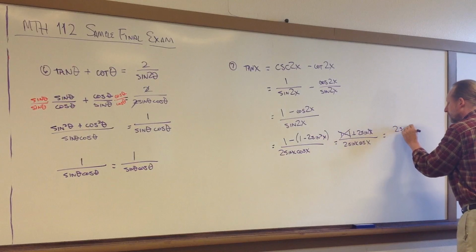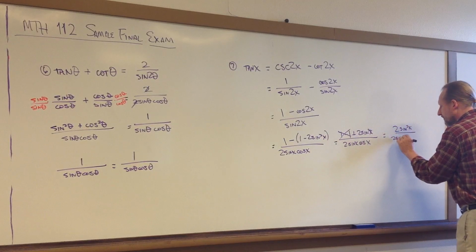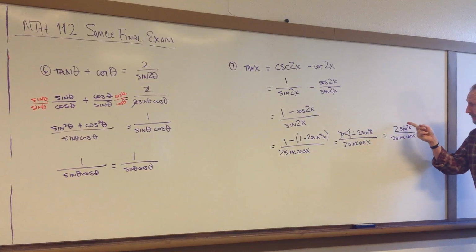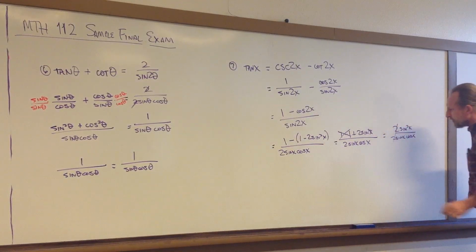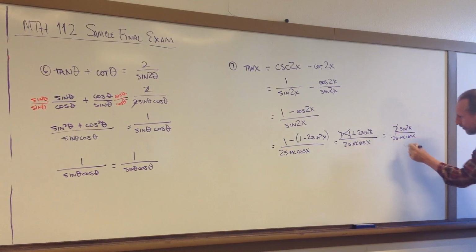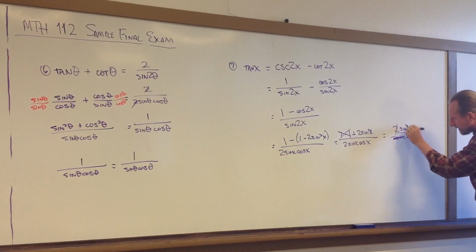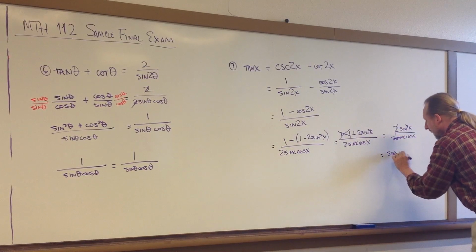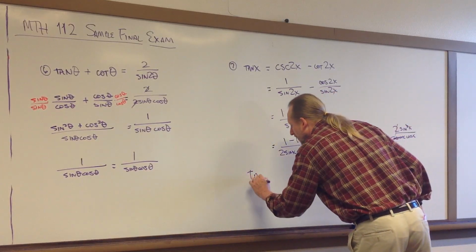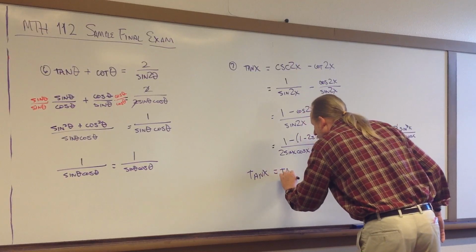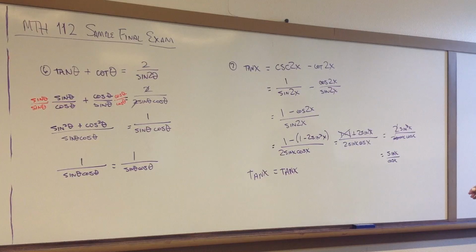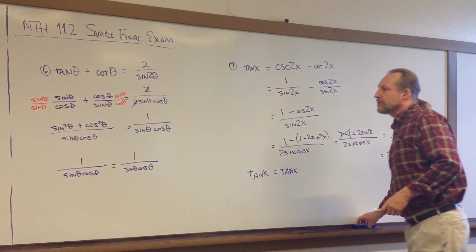Then we've got 2 sine squared x over 2 sine x cosine x. Now notice there's no pluses or minuses in the top or the bottom. That allows me to cancel out those 2's. And this sine x will cancel out one of these sine x's to make this sine x over cosine x. And there we go. Tangent x equals tangent x. Okay. Well, that's problem 6 and 7.